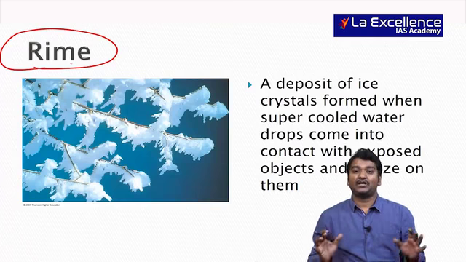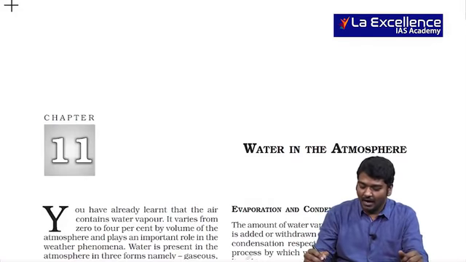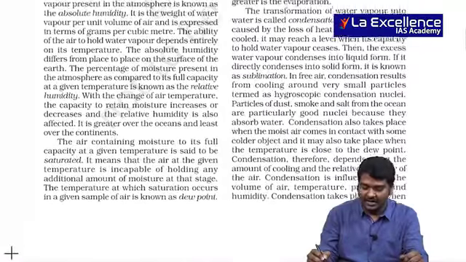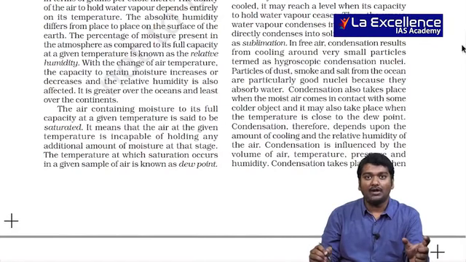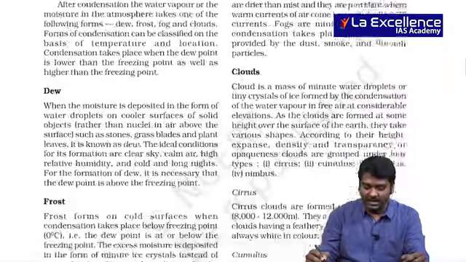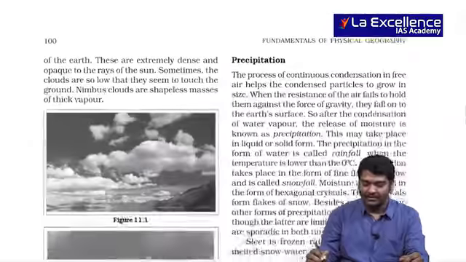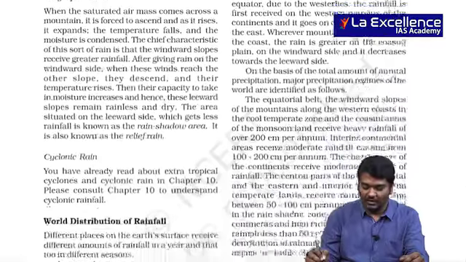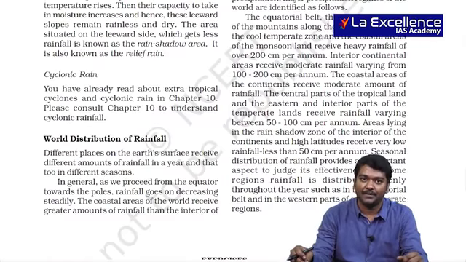Now in the NCERT book, I'll show the chapter that you have to read and understand. There are just 5 pages. I want you to see this water in the atmosphere, where they talk about evaporation and condensation. Sublimation, if it moves directly from solid to gas, is called sublimation. I have already told this. You have dew, frost, fog, mist, different types of clouds, precipitation, types of rainfall: convectional, orographic, cyclonic, and world distribution of rainfall, how exactly it varies, we will be seeing.